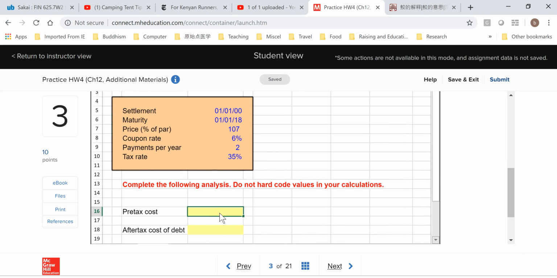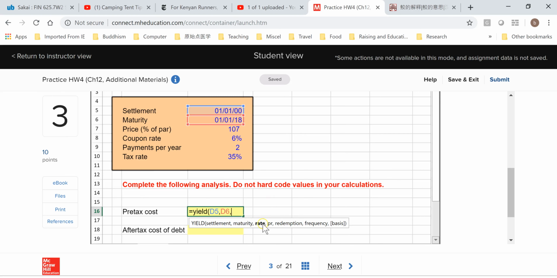So we can use the so-called yield function, YIELD. And if you enter equals yield and then open parentheses, you can see this function has many arguments. First one is the settlement. This means the settlement date, and we can just click on this. So it's D5, and the second argument here is the maturity. This means the maturity date. Just click on D6 and go on.